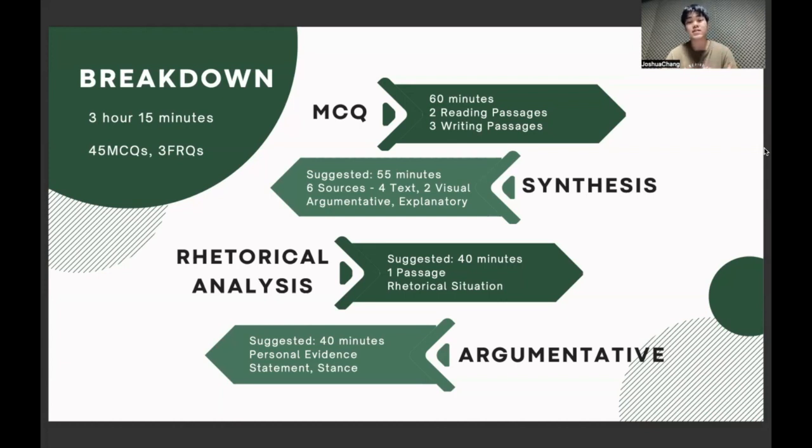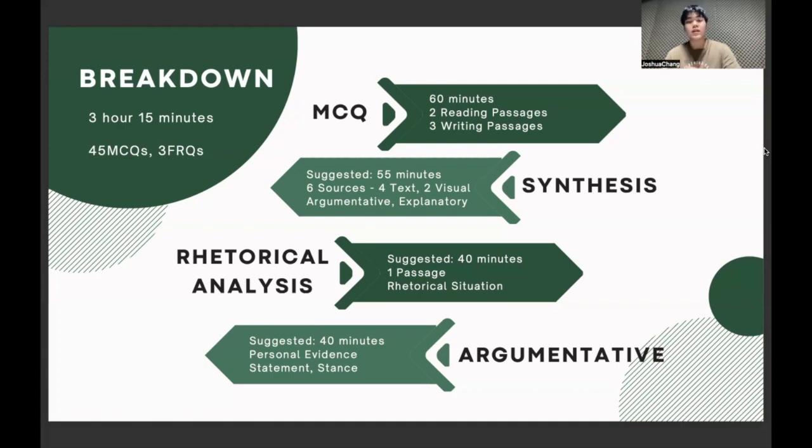Starting with the synthesis essay, you'll have a suggested time of 55 minutes and be given 6 different sources to incorporate into your writing as evidence. This isn't explicitly stated on the exam, but it's understood that 4 of the 6 sources will be text-based pieces of evidence, such as an excerpt from a news article or a blog posted online. And the remaining 2 sources will be some sort of visual illustration. One of these illustrations will almost always be a table or graph depicting some sort of statistical evidence.